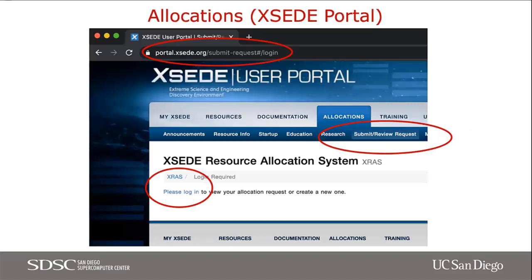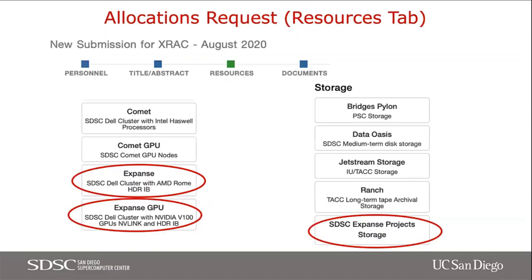I have a few snapshots of the allocations page, basically how you can log in and where the Expanse options are. You'll see the Expanse Dell cluster with AMD ROM, and then the GPU and the storage piece.